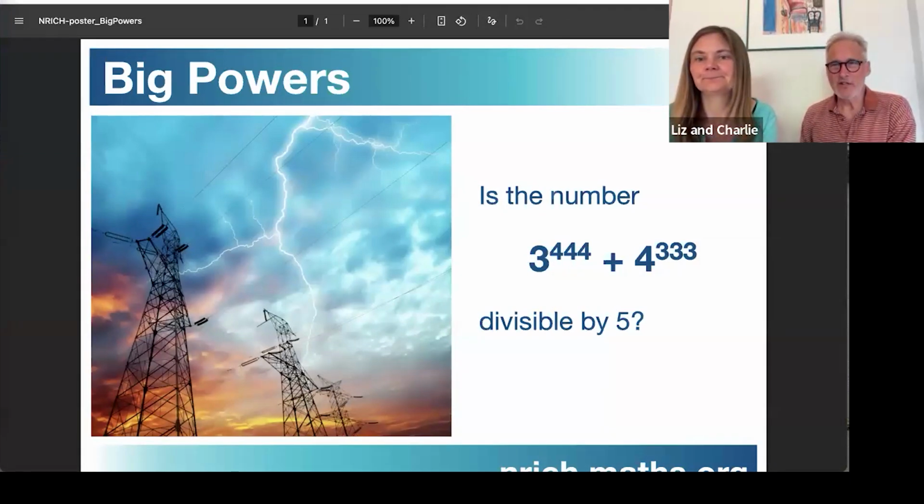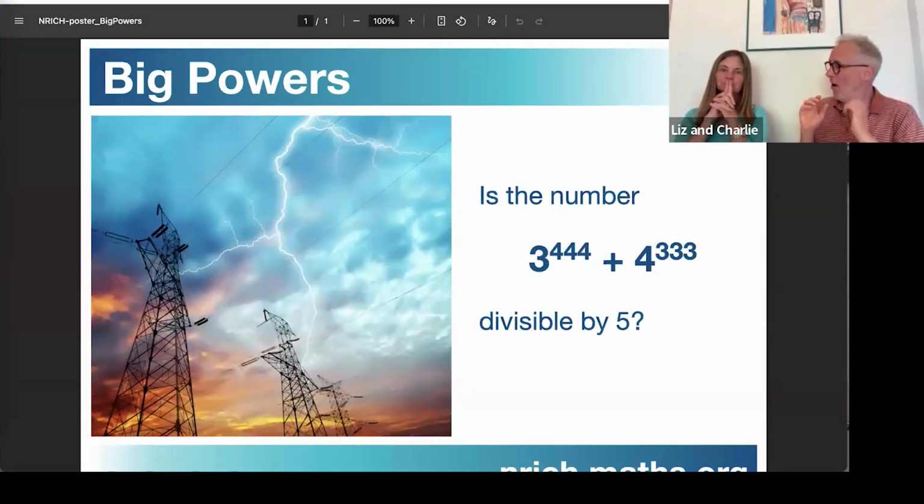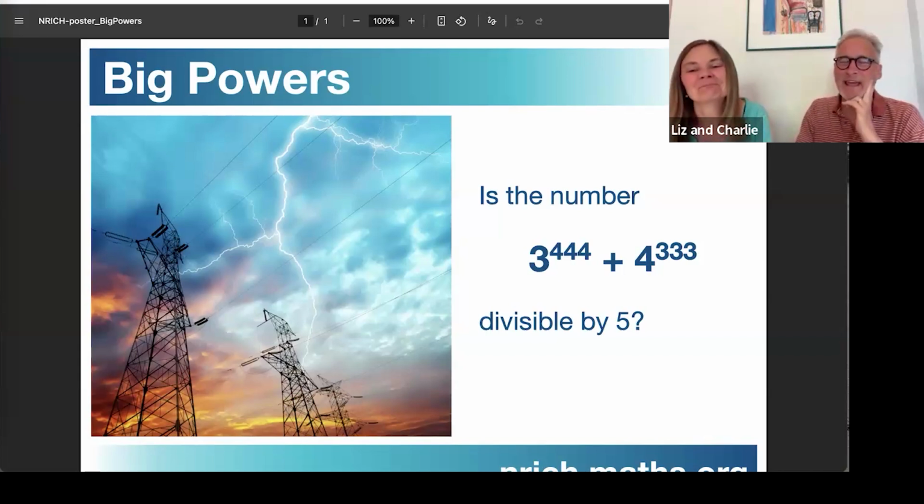When I joined NRICH, on the wall in the corridor to the loo, I used to walk past this poster on a daily basis. And it says, is the number 3 to the power 444 plus 4 to the power 333 divisible by 5? And I'd walk past it and I'd be thinking, well, I've got just no idea. I don't have any idea how to solve this problem. What a ridiculous problem. And it's just like the kind of reaction that many of our students might have.